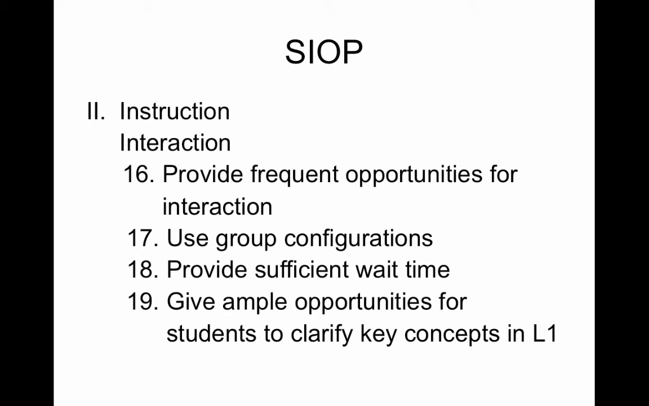And number 19 is to give ample opportunities for students to clarify key concepts in their first language. So as needed, having an aide or a peer explain what a concept is in the first language, or even have some books around the same topics that you're covering in first language, because you may, particularly those of you who are working in secondary, you may have some students who are literate in their first language.